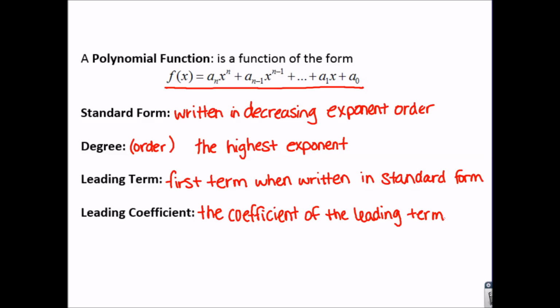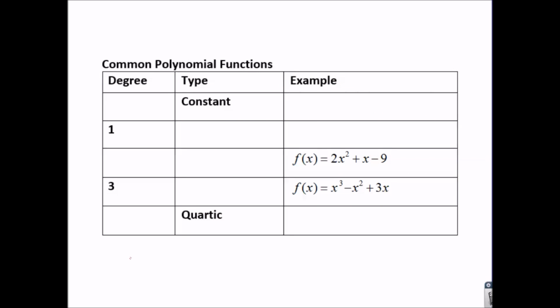So for example, if we have a quadratic that starts out with 2x squared as the leading term, and 2, the coefficient of that term, is your leading coefficient. So let's look at some common polynomials. A constant function is one that's just a constant term, like f of x equals 3. This is just a horizontal line. Since that has no x's in the equation, that is a 0 degree polynomial.